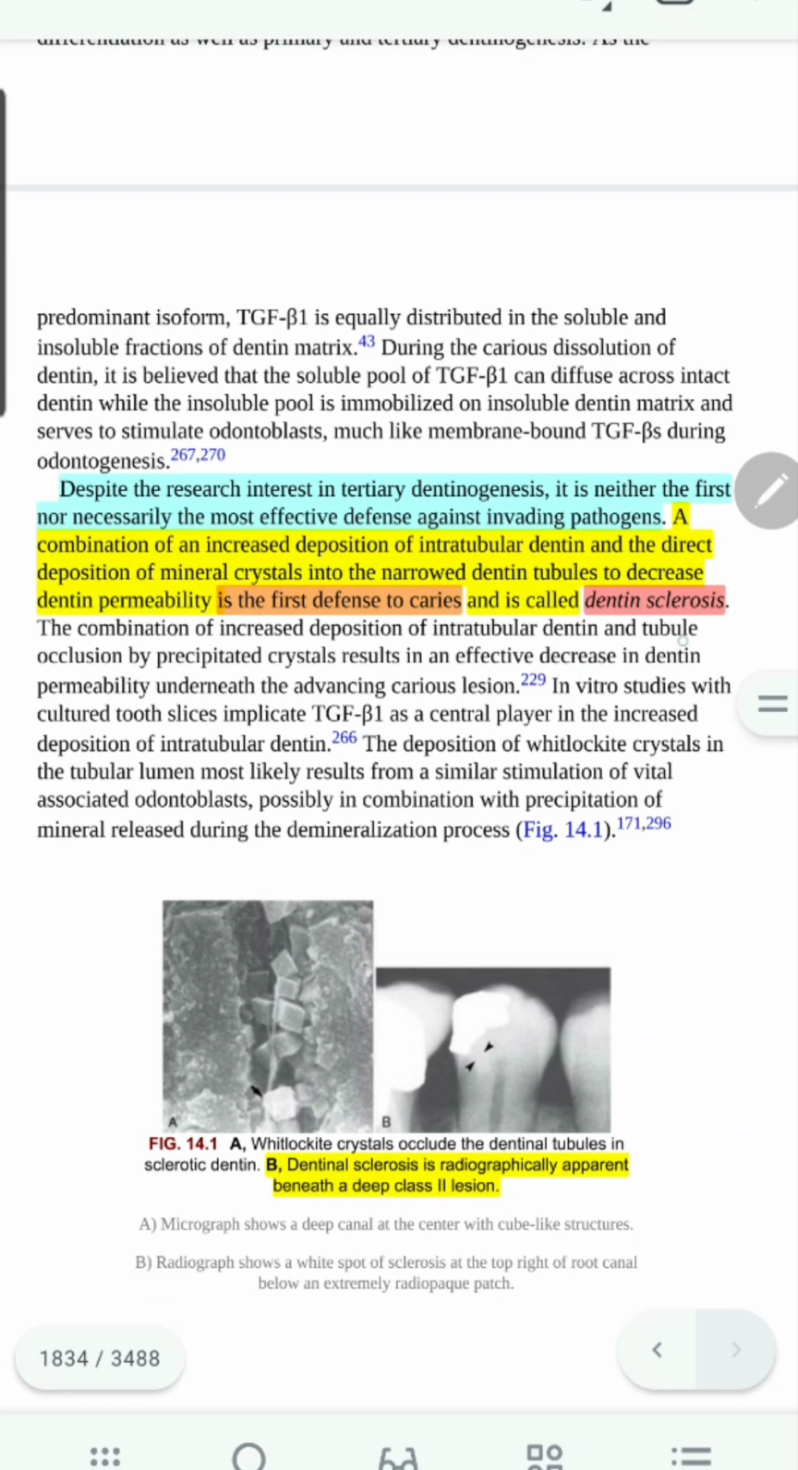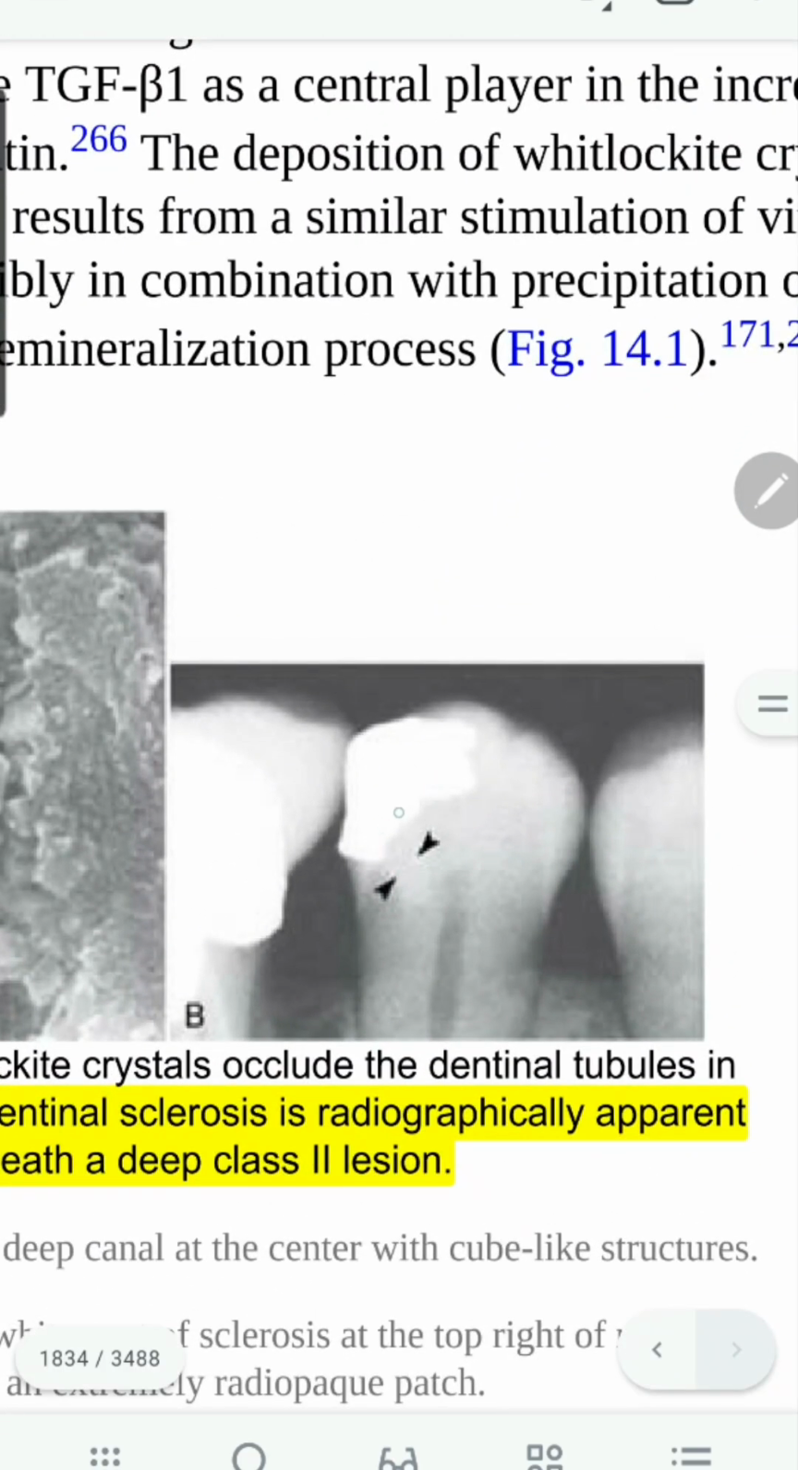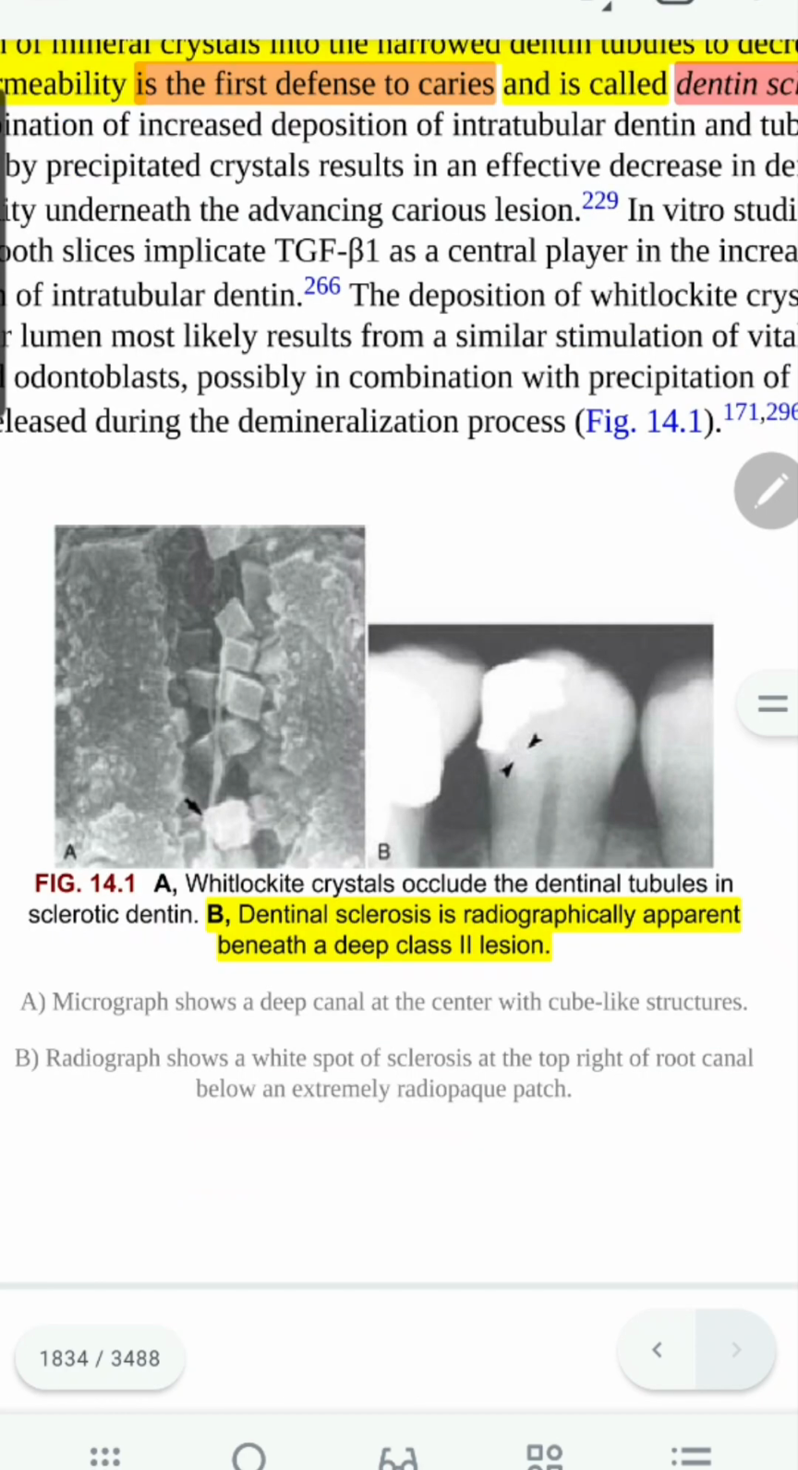line of defense. So what is the dentin sclerosis? It is an increased deposition of the intratubular dentin and the direct deposition of mineral crystals into the narrow dentin tubules. The purpose of this is to decrease the dentin permeability. Here, for example, we can see the sclerosis under this restoration, decreasing the reach of any toxins that may cause an irritation to the pulp. We can see here the crystal deposition in the dentinal tubules under the microscope.